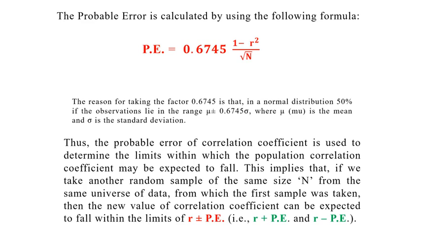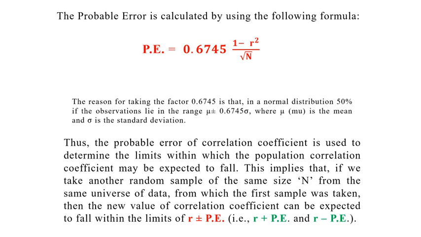Where mu, read as mu, is the mean, and sigma is the standard deviation. So 6745, you don't worry about the details of why 0.6745 and so on. You remember this formula, and if a problem is given, you use this formula and compute.